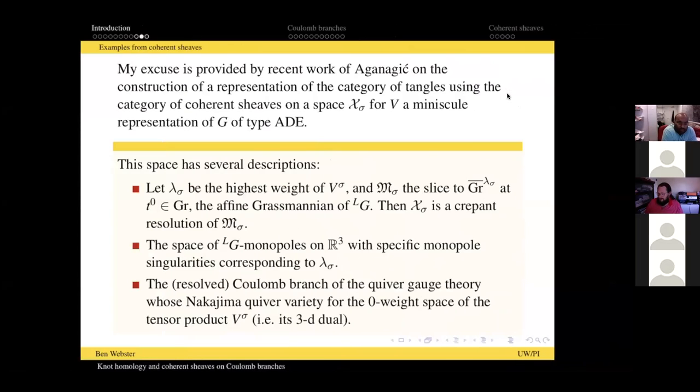So my excuse here is that there's some recent work of Aganagic, which was about a construction of one of these categorified knot invariants, where the category assigned to a sign sequence is the category of coherent sheaves on a particular variety. Unfortunately, explaining all the constructions of this variety could be a talk all its own. It'd probably be a pretty interesting talk. But the three faces of this variety which are important: it appears in the affine Grassmannian. It basically describes the structure.